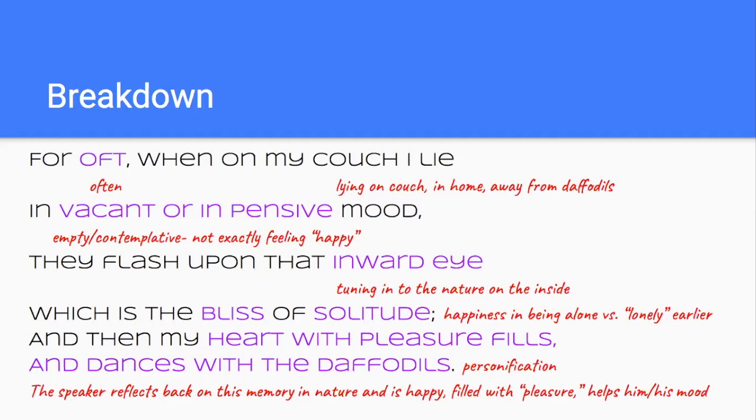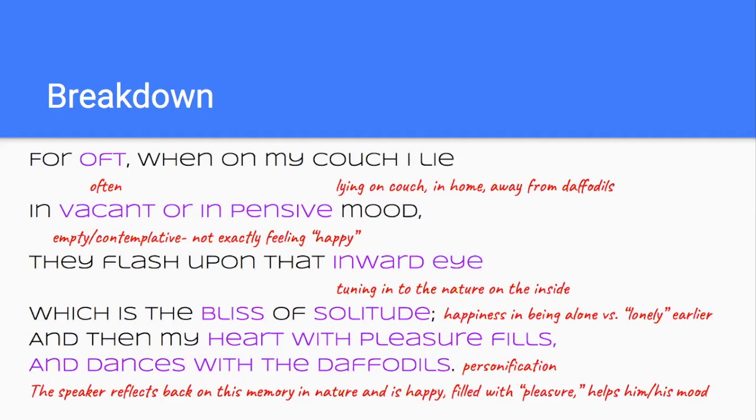And then they flash upon that inward eye. So he's tuning in to the nature within, his eye, his soul, kind of reaching out to the daffodils, which is the bliss of solitude. So thinking about those daffodils, reaching from that inward self that he has, he feels happiness or bliss in being alone. He feels happiness in being alone versus the loneliness that he described himself as feeling earlier. It says, and then my heart with pleasure fills and dances with the daffodils.